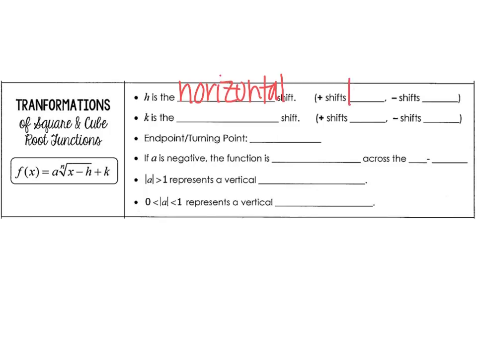If h is positive, it's going left. If it's negative, it's going right. The k is the vertical shift. If it's positive, it means it's going up. If it's negative, it means it's going down. So we start with our parent function and shift it. The end point, our turning point, is going to be h, k.